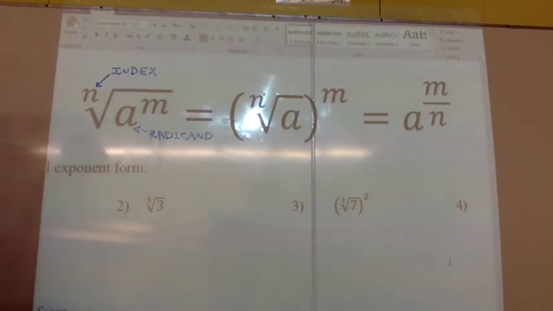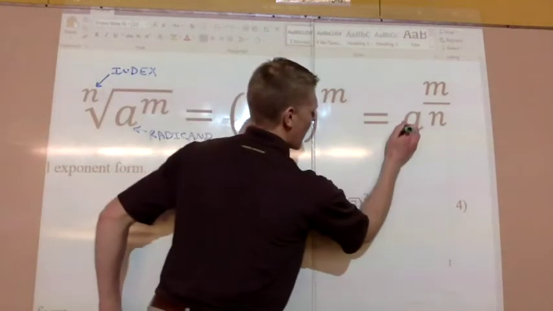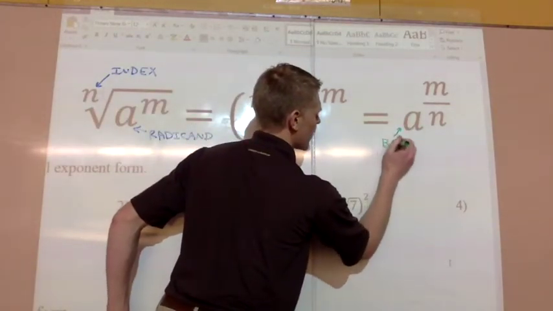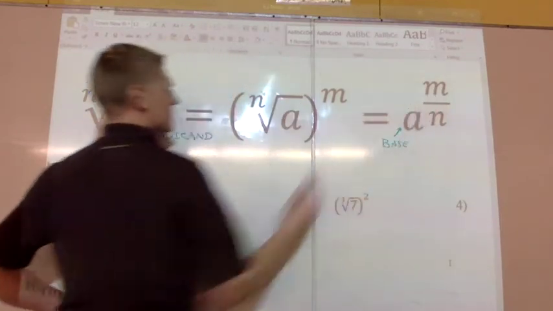I don't say that quite as much as we say the index. We say the index all the time. But the radicand would just be what you're taking the root of. And then, of course, back to our old terminology from before, A is the base of the exponent itself, which is going to be a fraction.